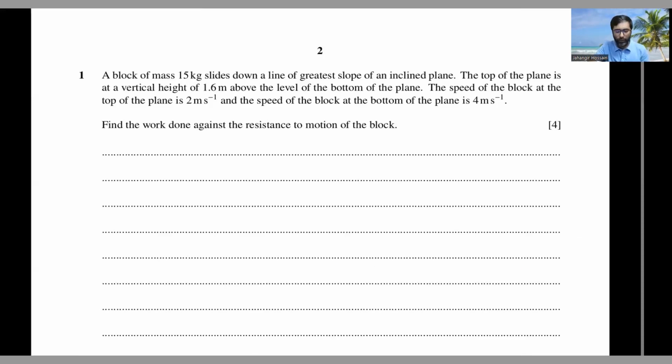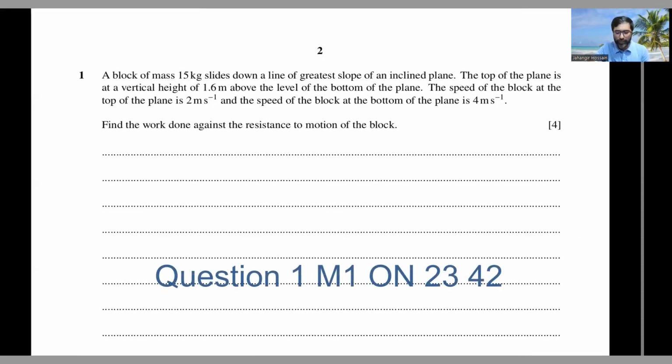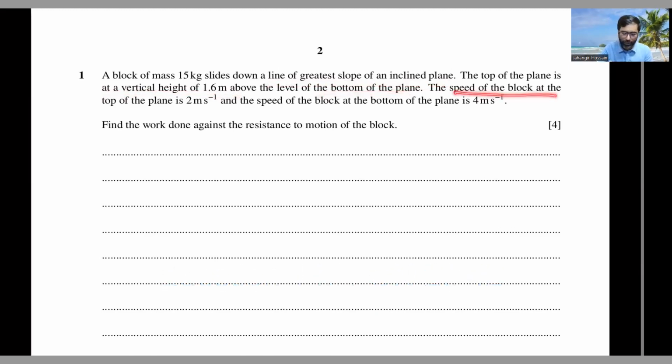In question 1, a block of mass 15 kg slides down a line of greatest slope of an inclined plane. The top of the plane is at a vertical height of 1.6 m above the level of the bottom of the plane, and the speed of the block at the top of the plane is 2 meters per second. The speed of the block at the bottom is 4 meters per second. Find the work against resistance to the motion of the block. It slides down, so initially it is at the top of the plane.